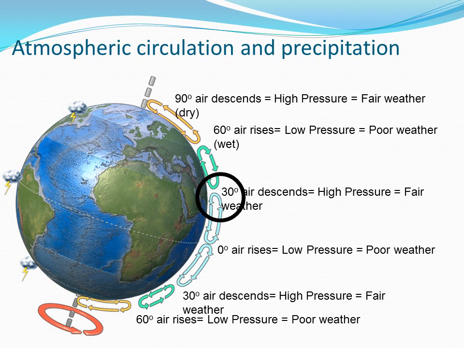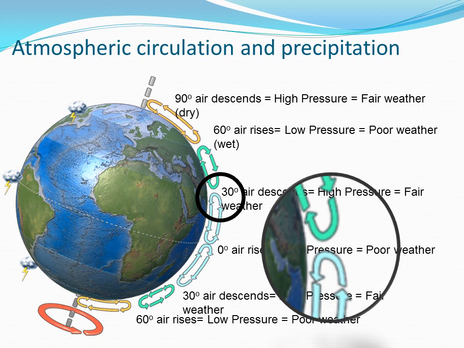Okay, as opposed to the other side of that flow cell where it meets the next one, they're coming together and sinking down toward the surface. So if it's moving toward the surface, then we have a high pressure system. Okay, so we tend to have dry air where the air is descending.